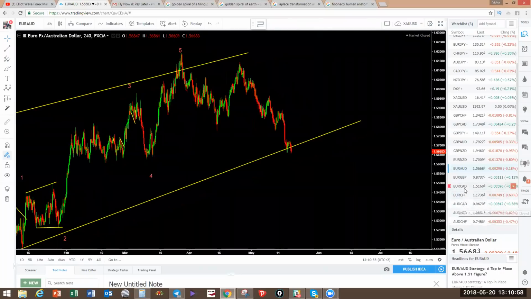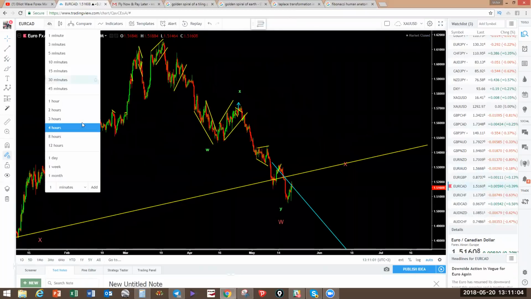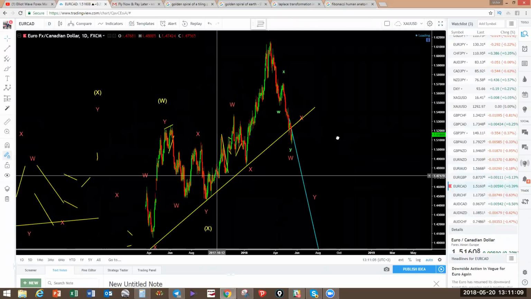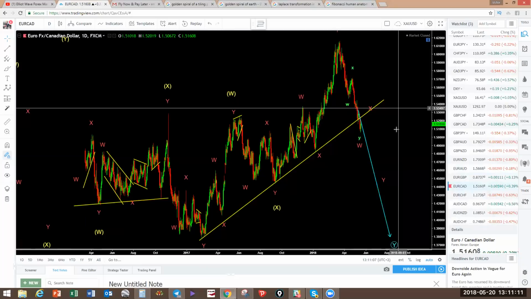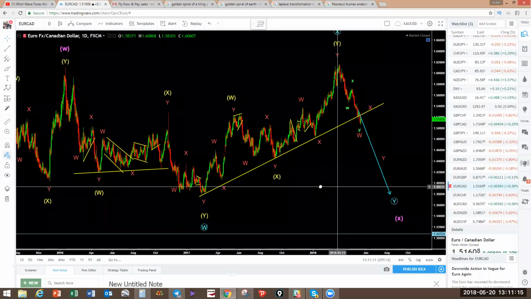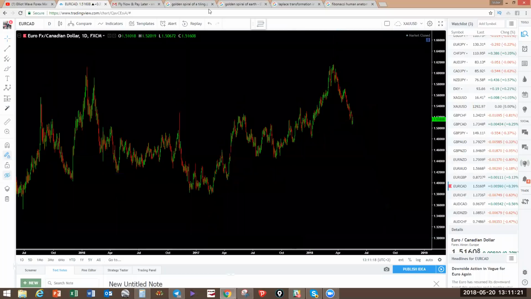All right, and then EURCAD. We've made a lot of money with this pair. If you go daily, similar to pound CAD, easy money here, because this structure is so clear. Not clear because it's got a lot of letters, but because the structure is very clear. Let's switch off the labeling.